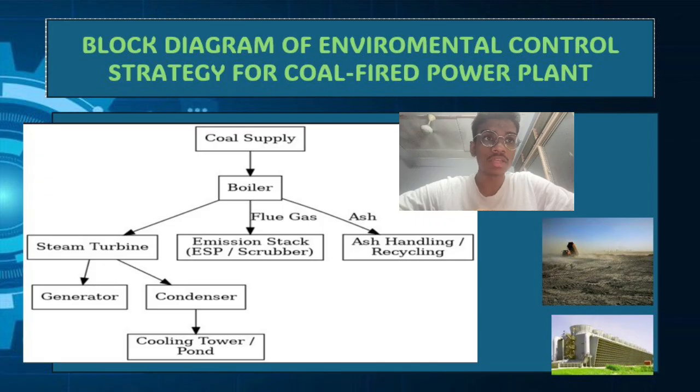Next we have turbine to generator, where exhaust steam is condensed back into water in the condenser to improve efficiency and recover feedwater. Next and finally we have condenser to cooling tower or pond, where warm cooling water passes to the cooling tower or pond to dissipate heat before reuse or safe discharge. The purpose of this process is to reduce thermal pollution to rivers or lakes and save water.